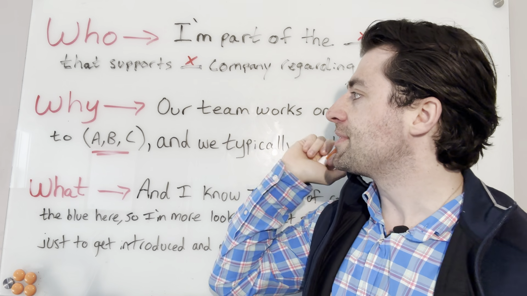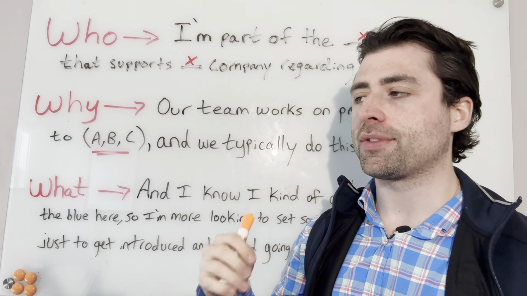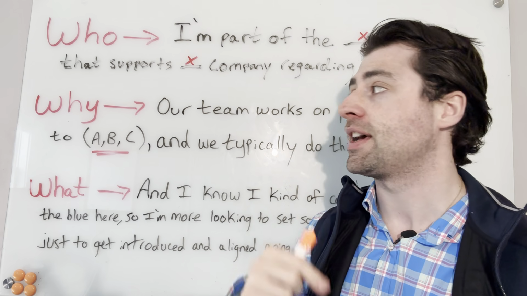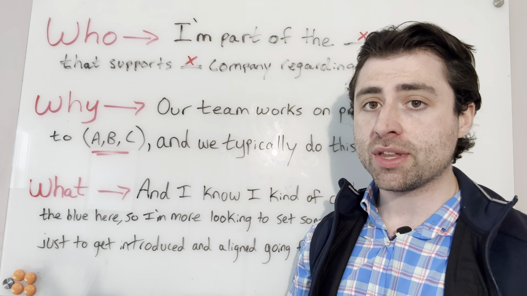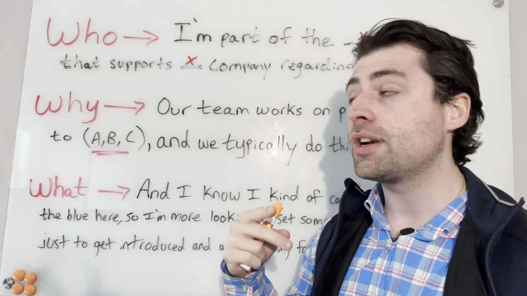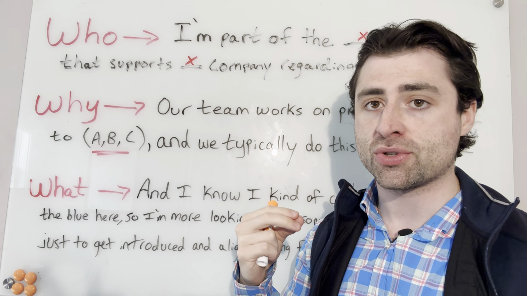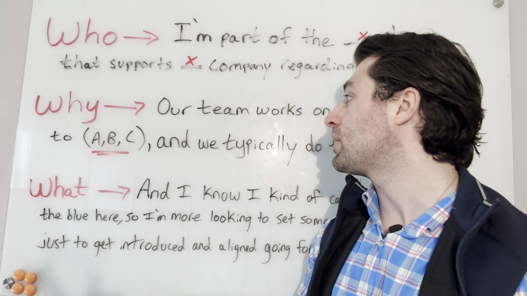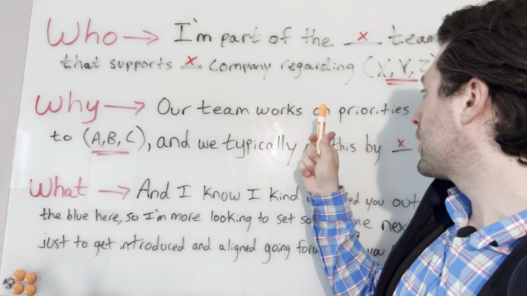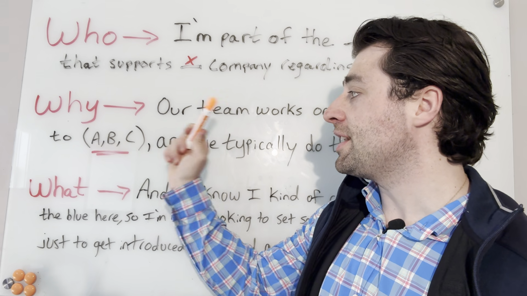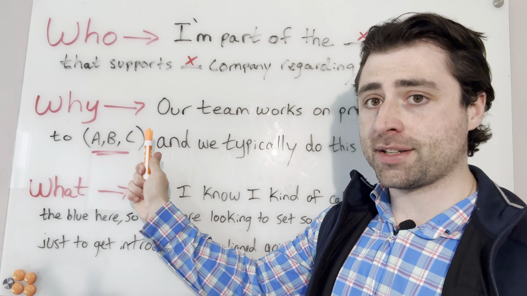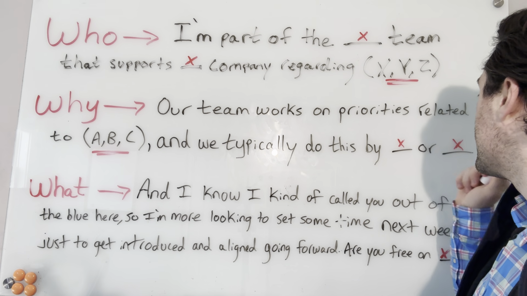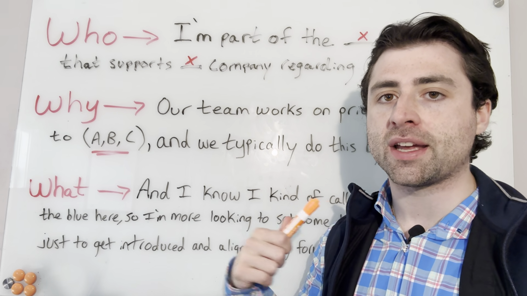The next part of the script is the why, and this is the most important part. This is where you're going to sell why it's worth them spending more of their time to set up a meeting with you. And there's really 2 things you need to touch on. What priorities or challenges do you solve for this persona, and how do you solve them? Again, you can make this repeatable. I'm going to stick with the finance example. Our team works on priorities related to strategic planning, rolling forecasts, and intercompany planning, and we typically do this by reducing the reliance on Excel and automating a lot of those monthly financial reports.